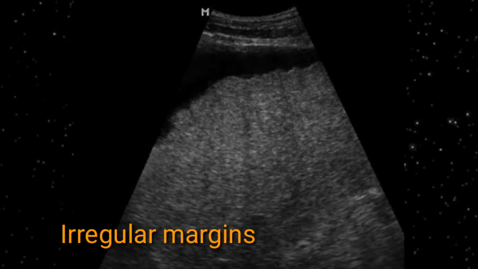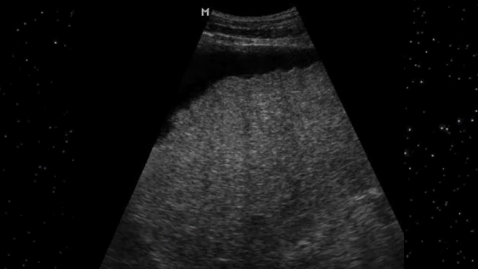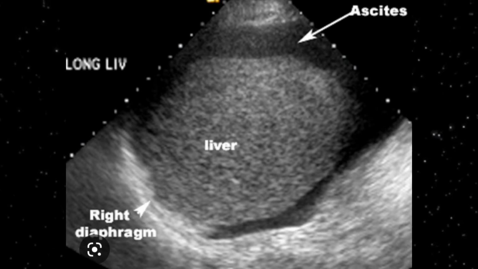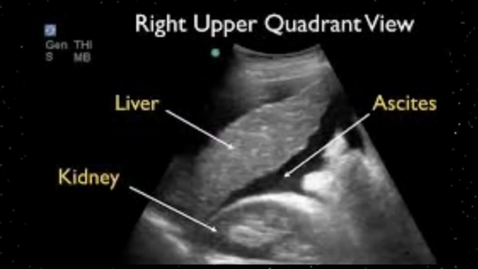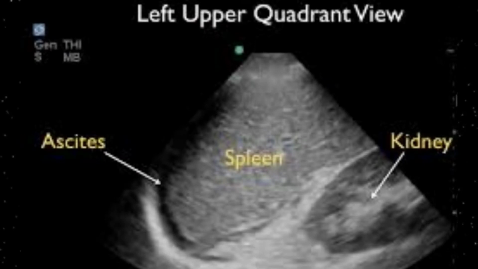In this other slide you can see coarseness of the liver parenchyma. Besides, the margins are irregular, not smooth anymore. In this slide you can see free fluid around the liver. This is the end-stage disease, where the liver is markedly reduced along with ascites around it.